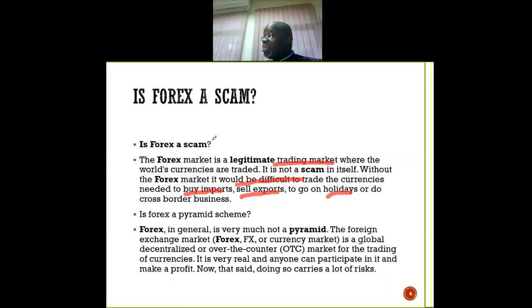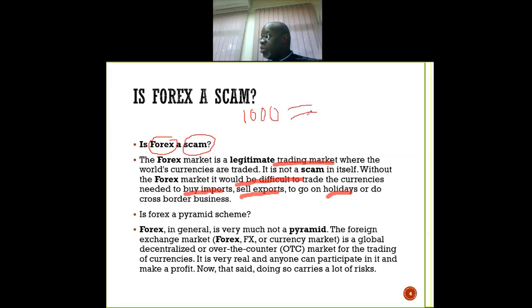Now, has it been used in scamming people? Yes, it has. Some people actually take advantage of that word Forex. Many people, when they hear the word Forex, feel like it's something from another planet. Hence, anybody who tells you, look, I'll take your money and trade it for you in the Forex market, and every week I'll give you maybe $1,000, or they'll give you some crazy figures.